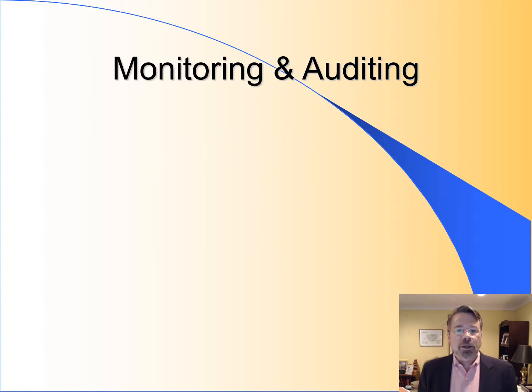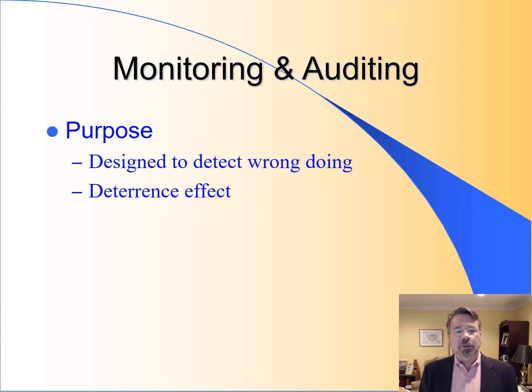Not easy to do by any means. Let's talk a little bit about monitoring and auditing. Part of your compliance program has to be, how are you going to keep an eye on what's happening? There has to be a purpose to it, and a good compliance program has two different purposes. One is it's designed to detect any wrongdoing, and so for example, you're going to be auditing to make sure that the coding is compliant. You're going to be looking at records to make sure that medical necessity is documented, that sort of thing.